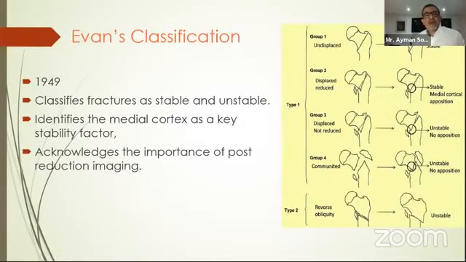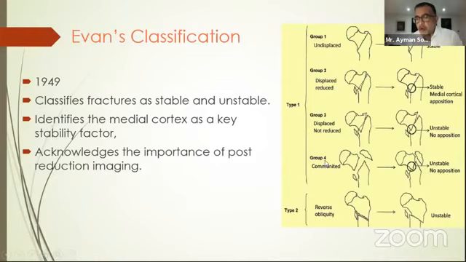So I'm going to start with Evans classification. And this is a very old classification, 1949. The main reason why I'm mentioning Evans classification is that it is the first classification that takes into account the appearances of the fracture on traction. And this is a very important thing. So broadly, it's a type 1 and type 2, and type 2 is reverse oblique. And type 1 is undisplaced stable.